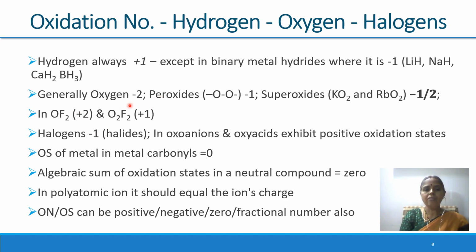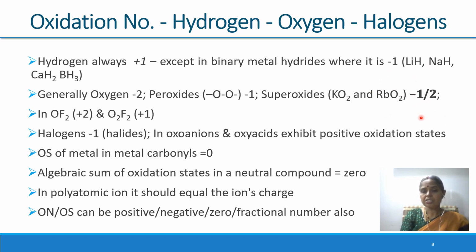Oxygen always minus 2. We have been learning this from our childhood. But if it is in a peroxide, how is a peroxide bond formed? Between two oxygen atoms there will be a single bond. So if it is hydrogen peroxide, sodium peroxide or barium peroxide, oxygen will have an oxidation number of minus 1. Generally it is minus 2. In peroxides it is minus 1. In superoxides like KO2 and RbO2 it is minus half.